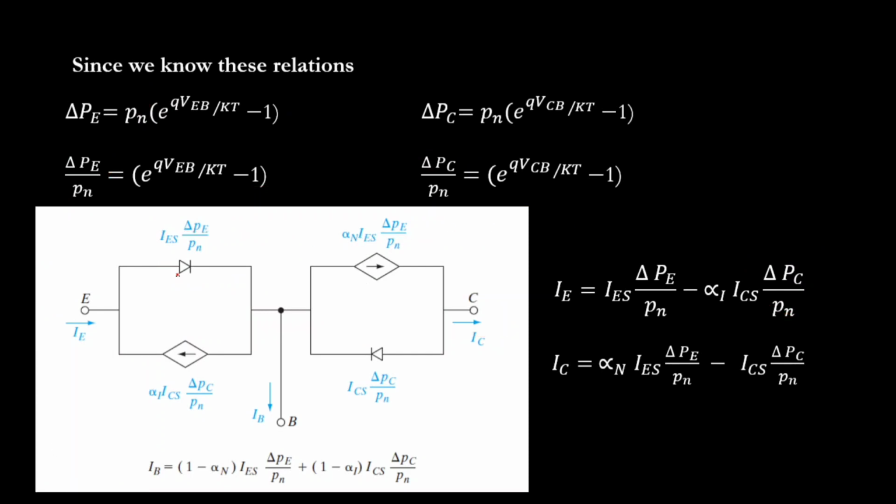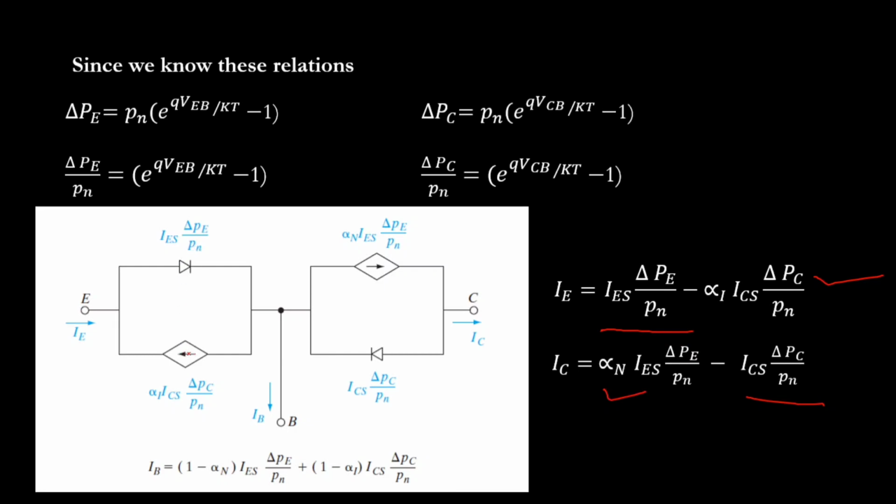So, as I told you before, this is actually an expression of a diode, this is again an expression of a diode, this is an expression of a current, and this is another expression of a current. So I need to use a diode for these two expressions and a current source for these two expressions. This is actually the Ebers-Moll model. So IE is basically IES delta PE by Pn.